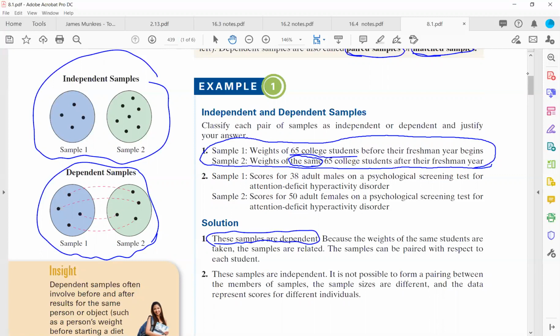Example part 2, sample 1 is scores for 38 adult males on a psychological screening test for attention deficit hyperactivity disorder. Sample 2 is scores for 50 adult females. Okay, males and females. You can just stop here. These two samples are independent from each other.